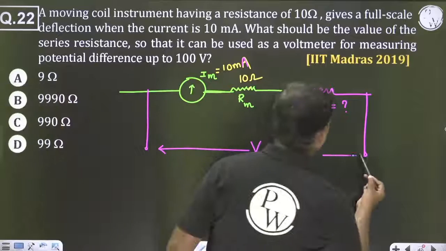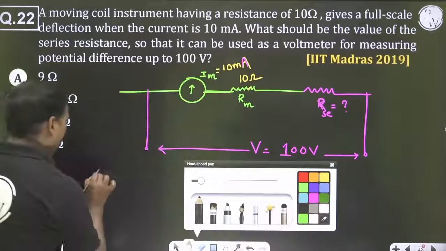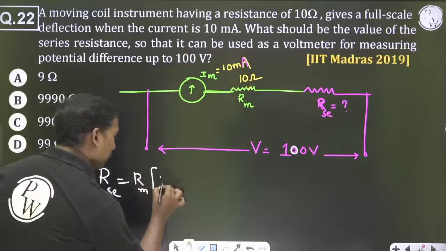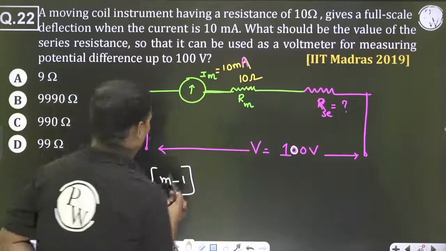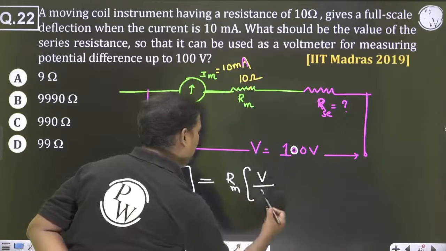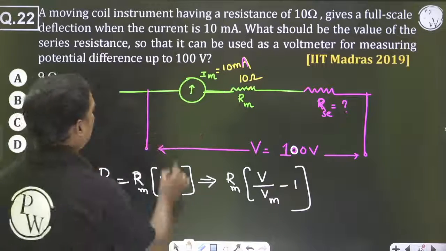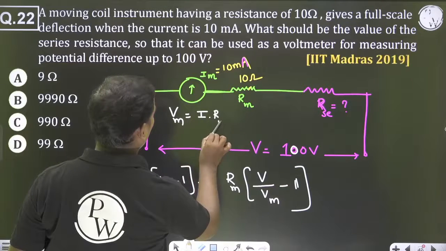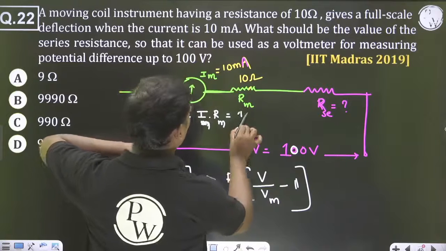As you know, what is the formula for Rse? The series resistor is equal to Rm into (m minus 1). Rm we know, what is m? That is Rm into (V by Vm minus 1). First of all, you can calculate Vm. Vm is equal to Im into Rm. That will be 10 into 10, 100 millivolts.